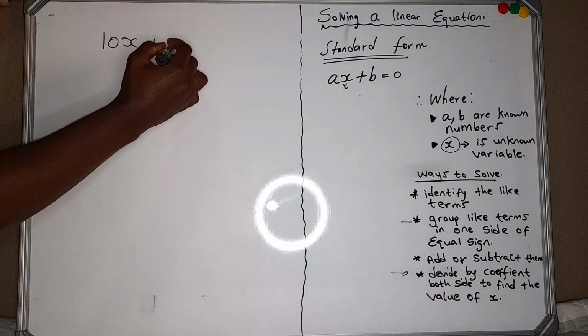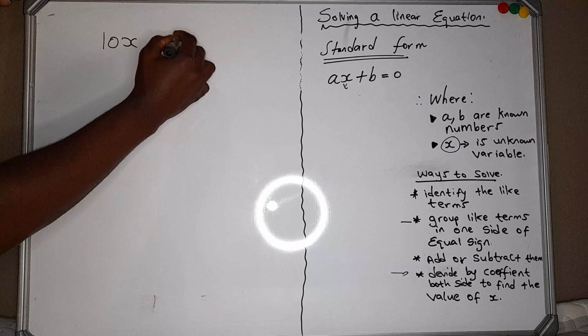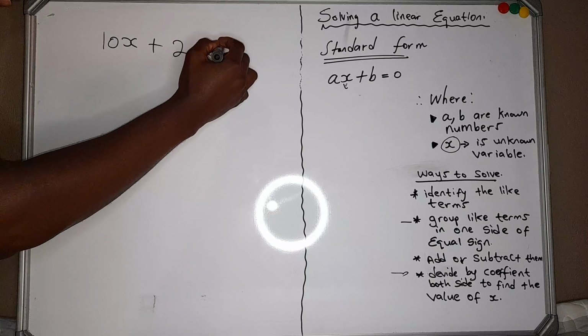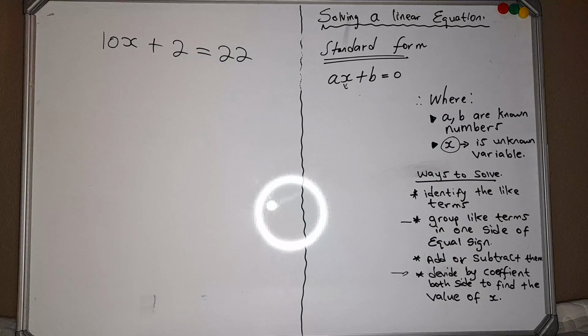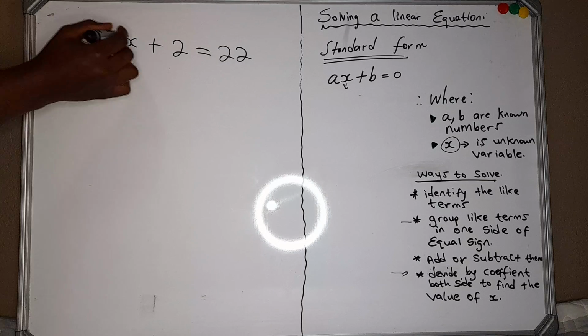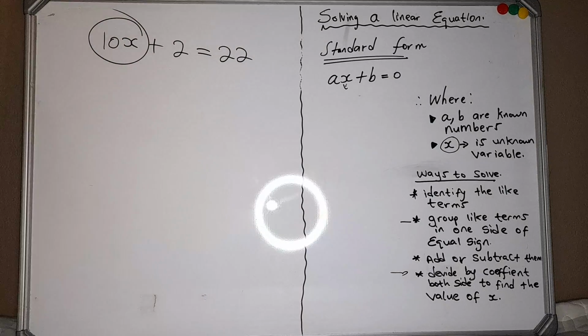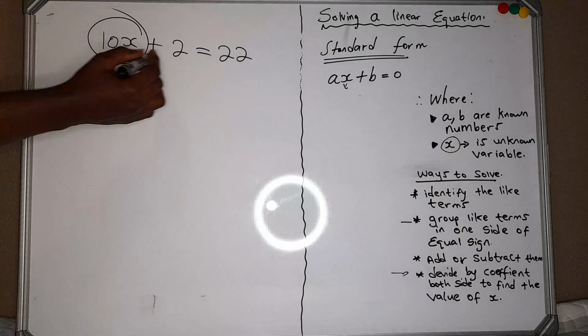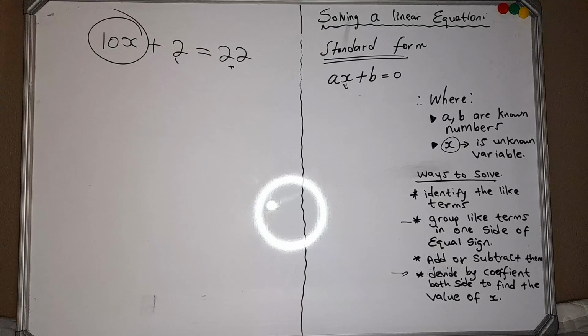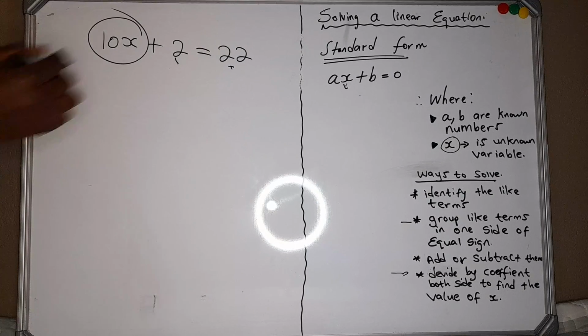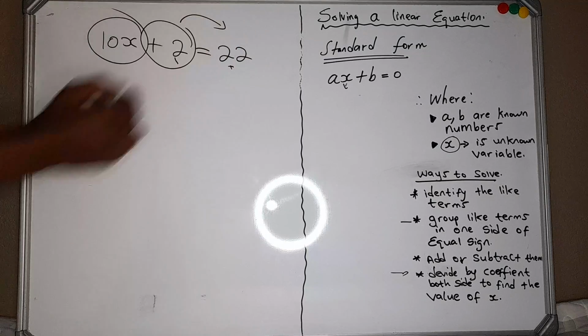Let's take 10x plus 2 is equal to 22. They want you to solve for x using a linear equation. Therefore, we have 10x on this side of the equal sign. First you must identify your like terms. The like terms are 2 and 22. We must group them in one position. How do you group them? You take these two to that side of the equal sign.